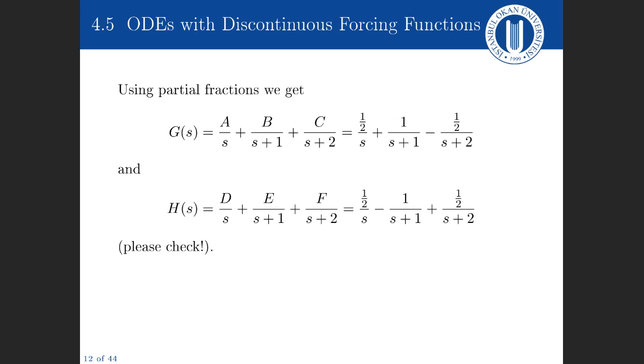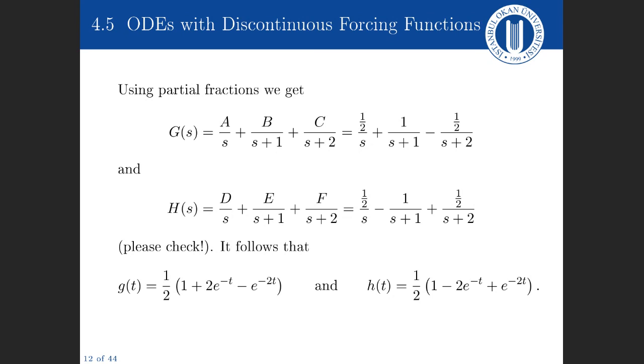So partial fractions. Capital G, I'm saying, is the same as a half over s plus 1 over s plus 1 minus a half over s plus 2. And I'm saying that capital H is the same as a half over s minus 1 over s plus 1 plus a half over s plus 2. And please check this for me.